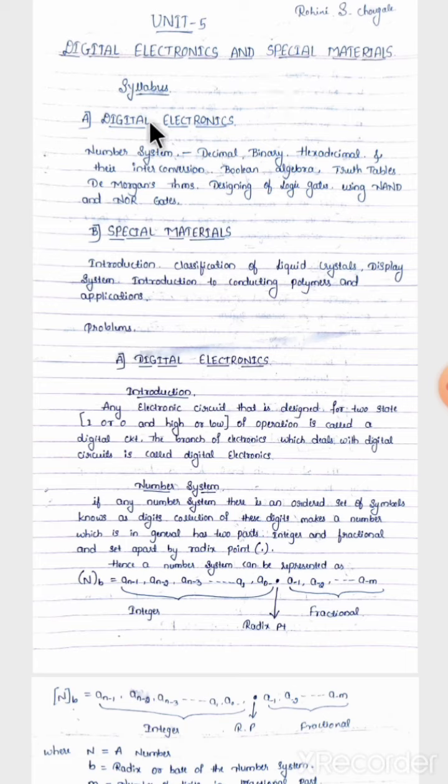In that, the syllabus for digital electronics is number system, decimal, binary, hexadecimal and their interconversion. Interconversion means what? Decimal to binary and binary to decimal, like that. Boolean algebra, next truth tables, De Morgan's theorems, designing of logic gates using NAND and NOR gates. Okay, this is about digital electronics.